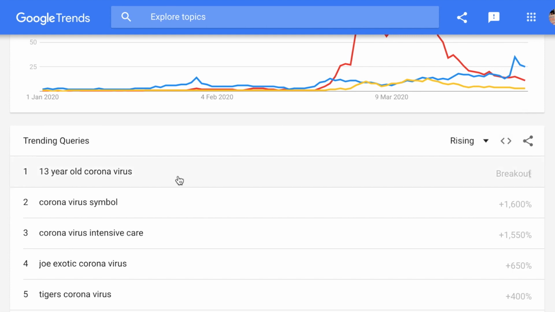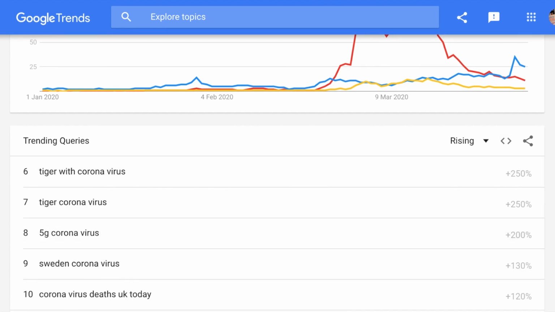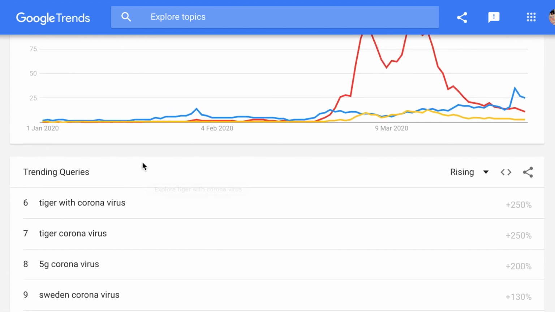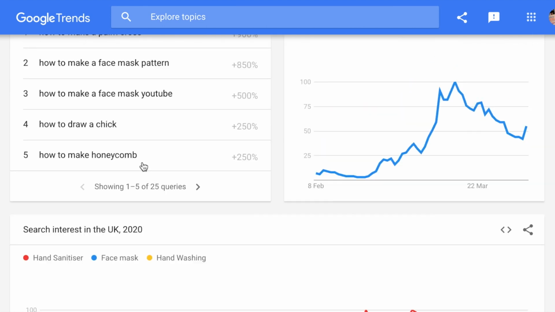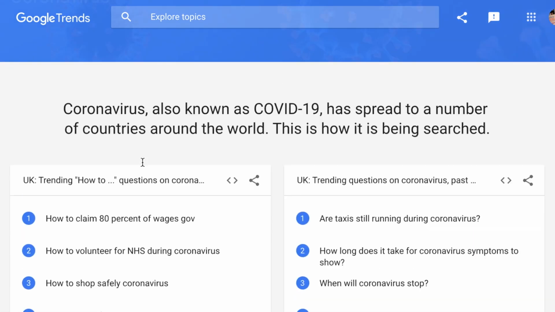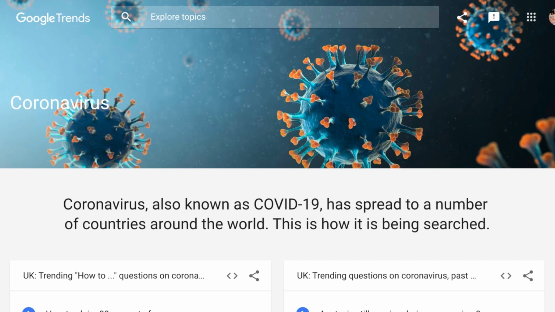But these ones are very interesting because they show you very recent trends, and you can easily check what other things people are looking for. There was some news about a tiger with coronavirus, so people are searching 5G and coronavirus. There is a conspiracy about whether 5G is causing immune system problems. So here you can find out a lot of interesting things.